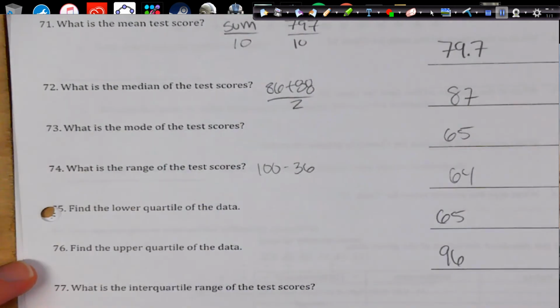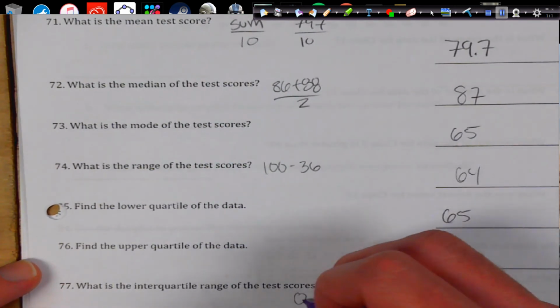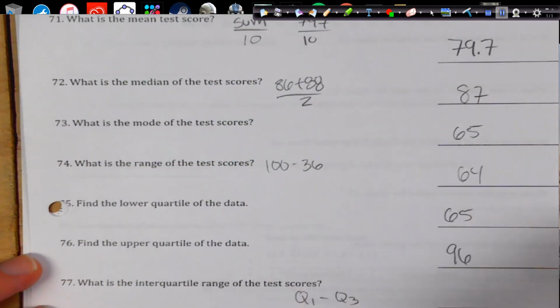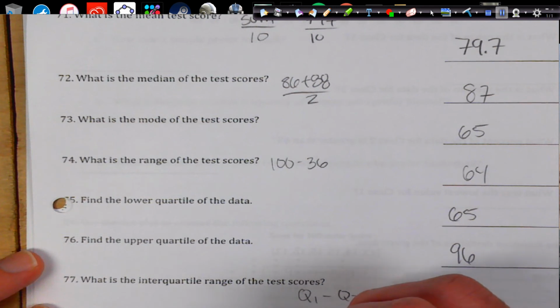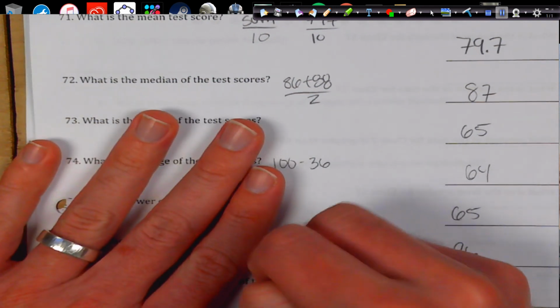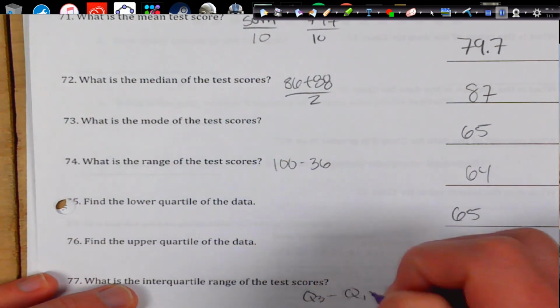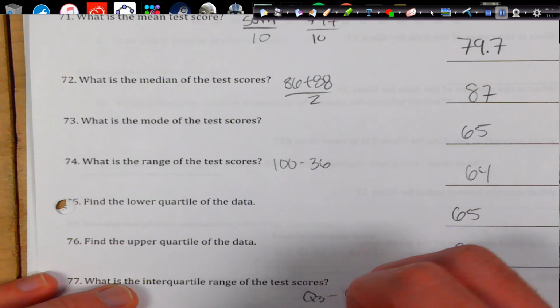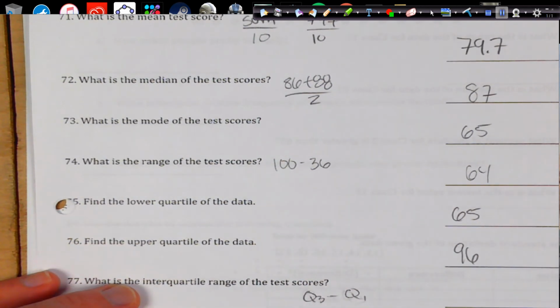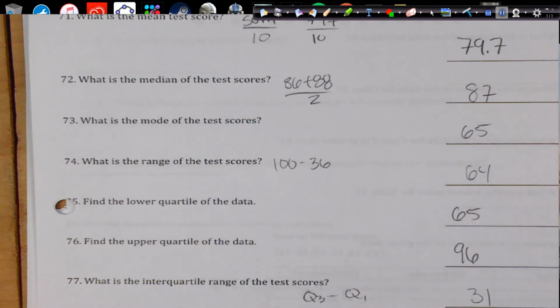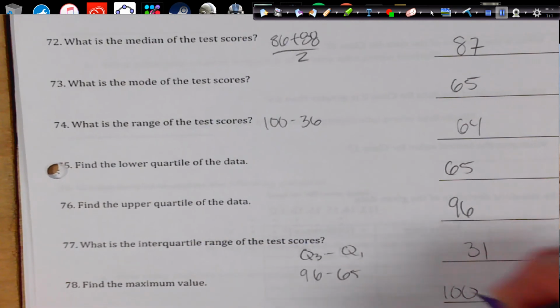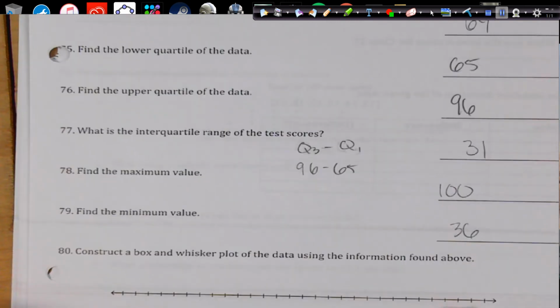What is the interquartile range? That's going to be from Q1 to Q3. So we're going to go from 90, well, the better way to write that would be Q3 minus Q1. So that's 96 minus 65. What is that, 31, I think? Find the maximum value, 100. Minimum value, 36. Construct a box and whisker plot.